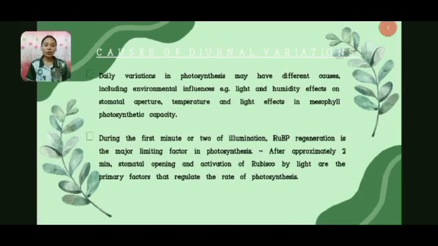So the next one is during the first minute or two of illumination, RuBP regeneration is the major limiting factor in photosynthesis. After approximately 2 minutes, stomatal opening and activation of rubisco by light are the primary factors that regulate the rate of photosynthesis. So, RuBP stands for ribulose bisphosphate, and it's a 5-carbon compound involved in the Calvin cycle. So, part of the light-independent reactions of photosynthesis ni ang RuBP. Present ning RuBP sa metabolic center of the chloroplast.